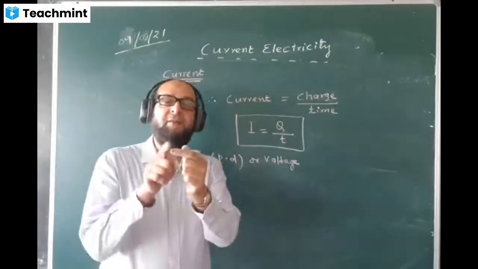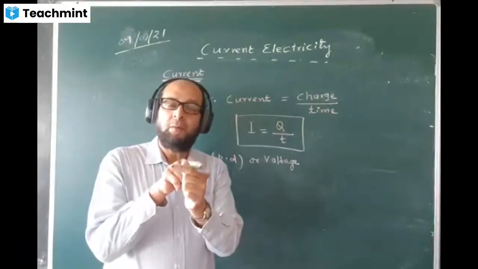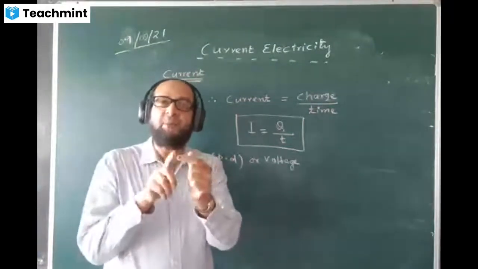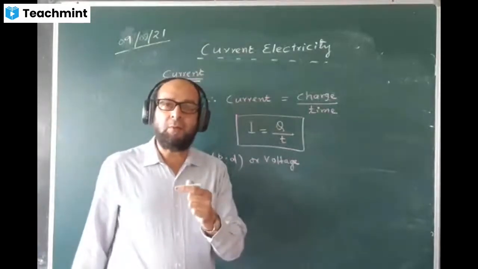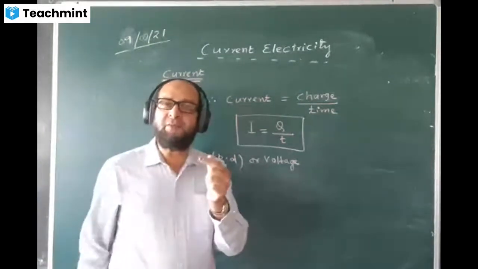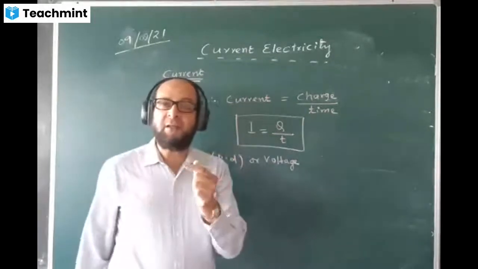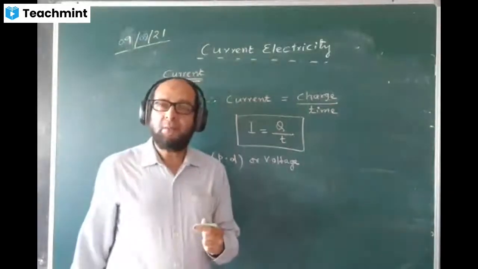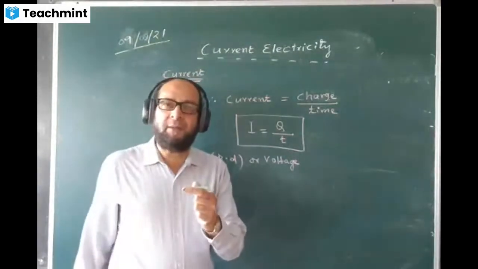If one is positive 5 and the other is positive 1, current will flow, because there is still a difference, though the sign is the same. Let me tell you: first you understand, then you ask the question. One is positive 5, the other is positive 2, so there is a difference. If one is positive 5 and the other is also positive 5, then current will not flow, because the potential difference is 0.